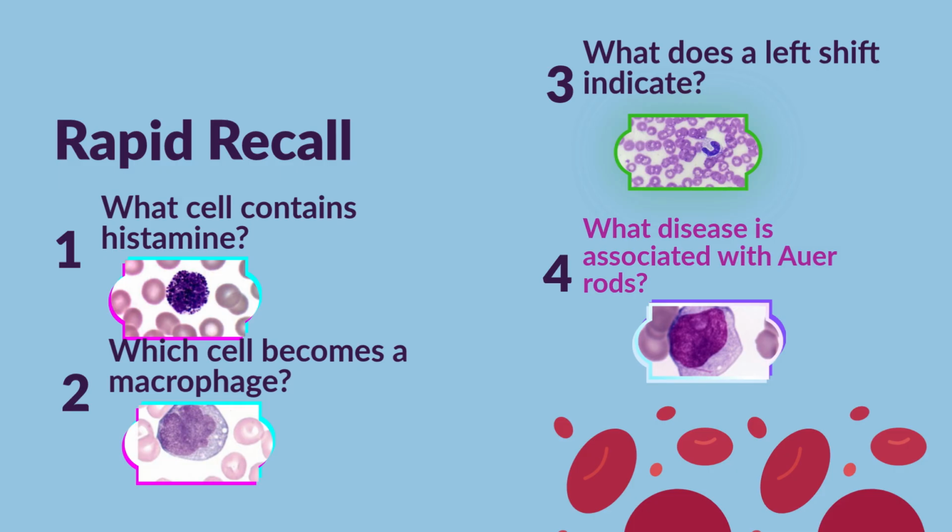What disease is associated with Auer rods? Acute myeloid leukemia, AML. Auer rods are needle-like inclusions found inside the myeloblast and are a major high-yield clue to AML questions on the MLS. All right.